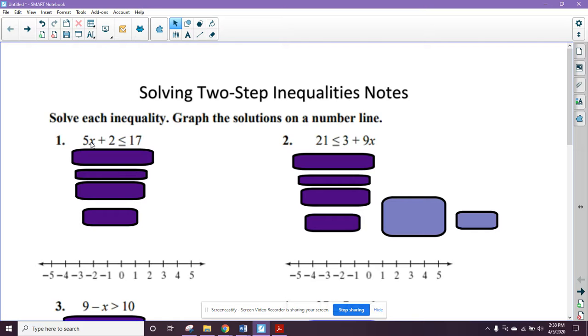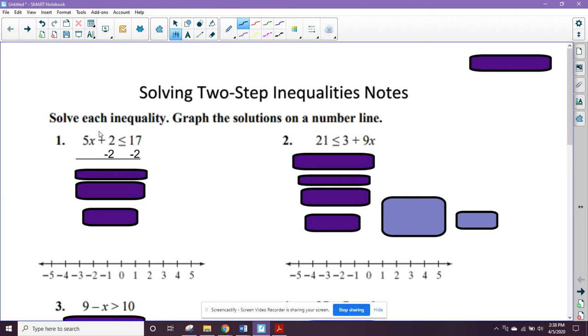To get x by itself, we have a loose number of 2, so we have to get rid of the 2. We have to subtract 2 on both sides. Where we subtract 2 on both sides, it cancels out here. And then 17 minus 2 is 15. Then we bring down our 5x. Now we're at a one-step. So we have 5x is less than or equal to 15.